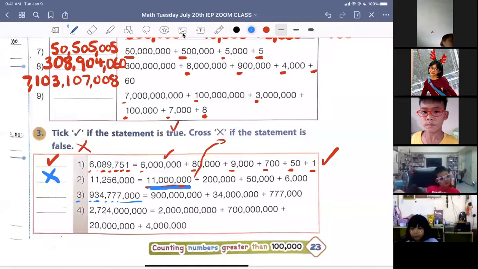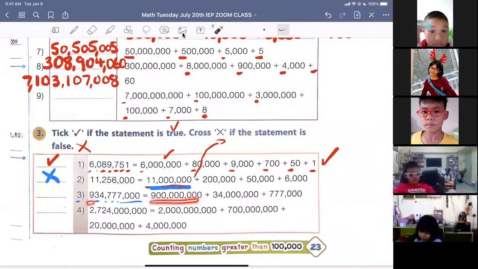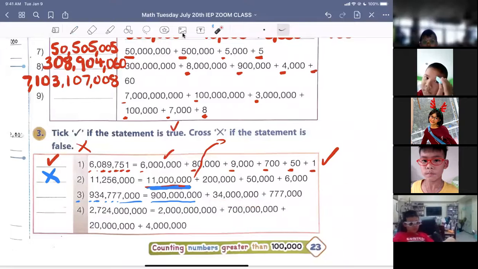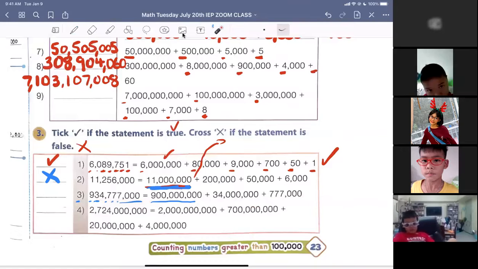We have 900 million. It's 900 million. Then we have 34 million. And then we have 777,000. All right, again, we're going to take a look. All right, this is correct. This is wrong. This is wrong. All right, why? 34 million.